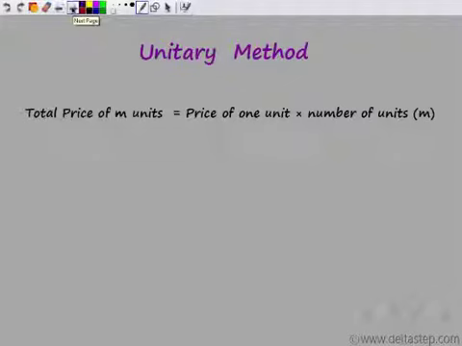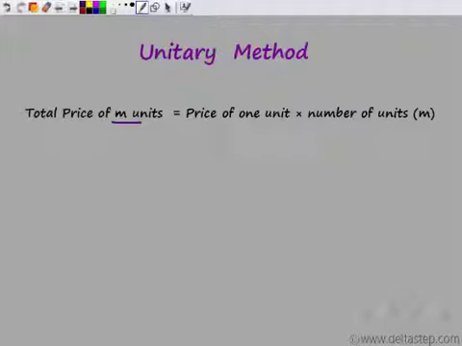That is, if you know the price of 1 pen, you can find the total price by just multiplying the price of 1 with the number of units. So if you want to find the price of m units, you need to know the price of 1 unit and you multiply it by the number of units. The number of units here is m because you wanted to find the price of m units. So this is what the unitary method is. Knowing the price of a unit, which is 1, you can find the total price.